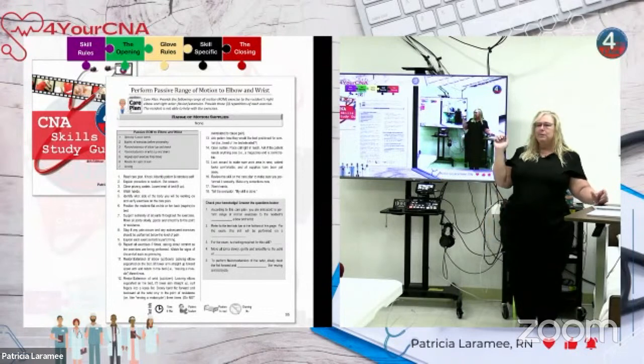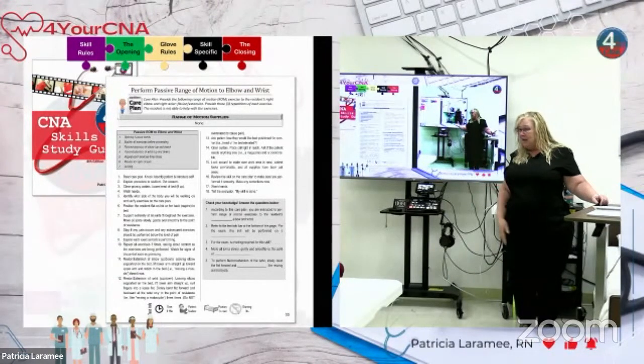Now, the wrist can move in all different directions. Wrist can move up and down, but wrist can also move side to side, and it can move around. So we want to follow the care plan. Care plan just says flexion, extension, which we know is an up-down movement.